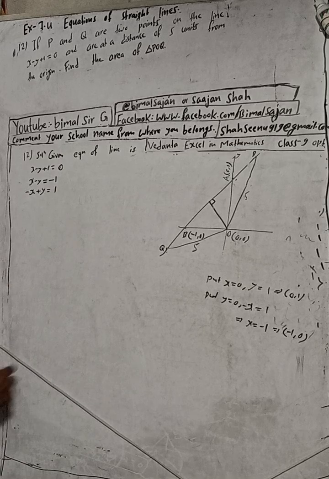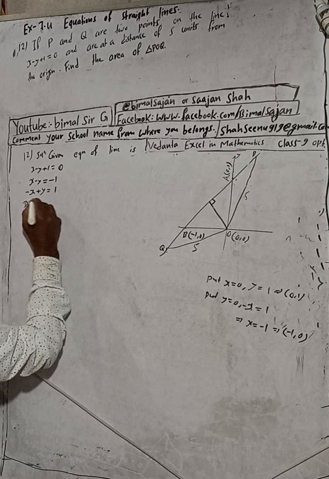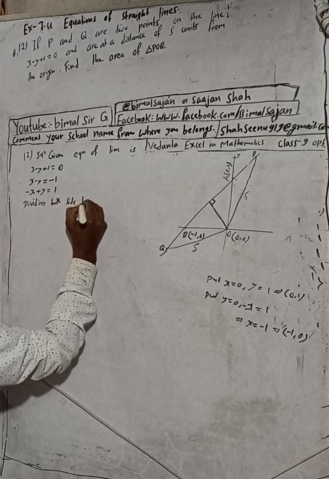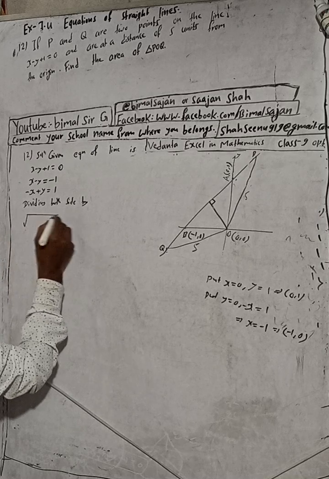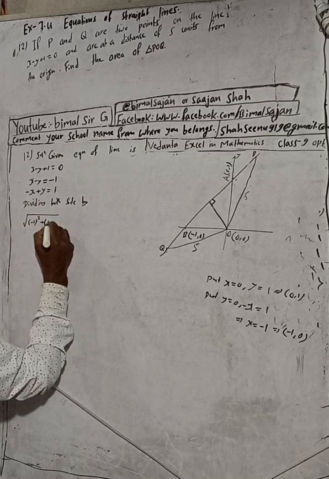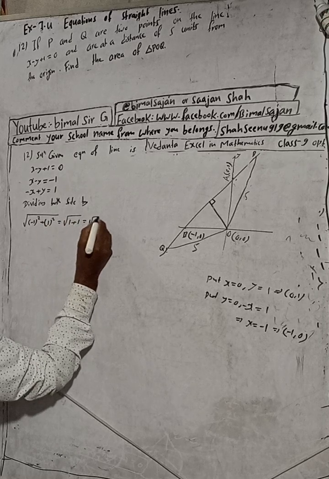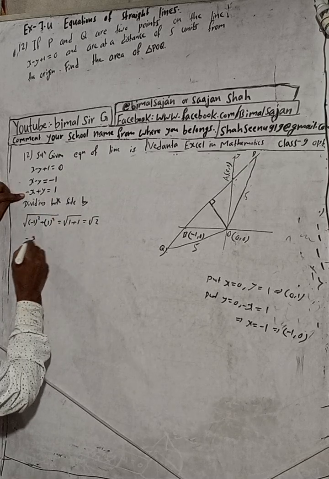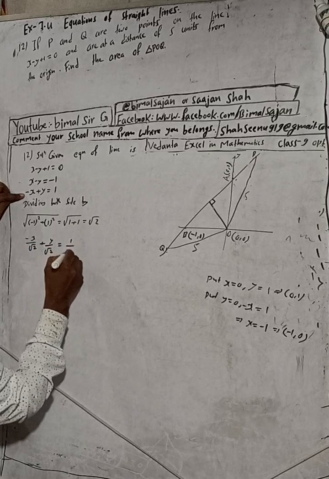There is one equation, and we divide both sides by the root under the sum of squares. The coefficient of x is -1, so -1 squared is 1, and the coefficient of y is +1, so +1 squared is 1. So this is √2. Dividing both sides by √2, we get -x by √2 plus y by √2 is equal to 1 by √2.